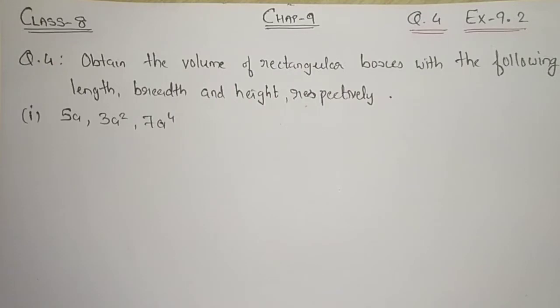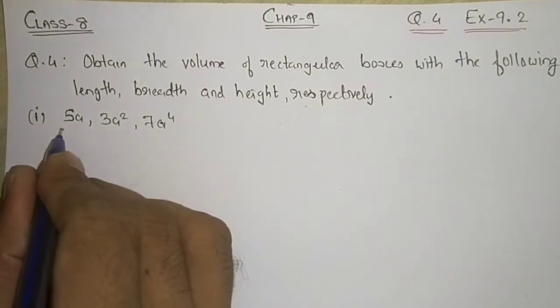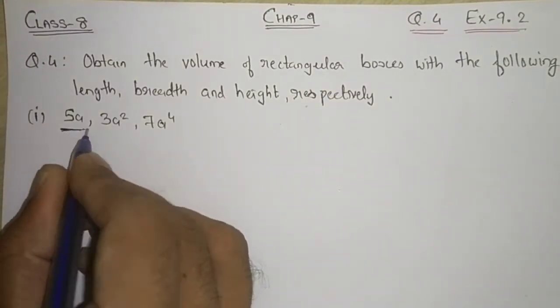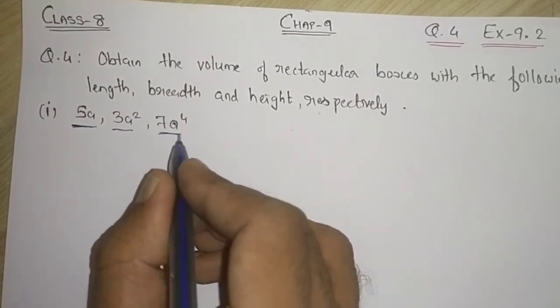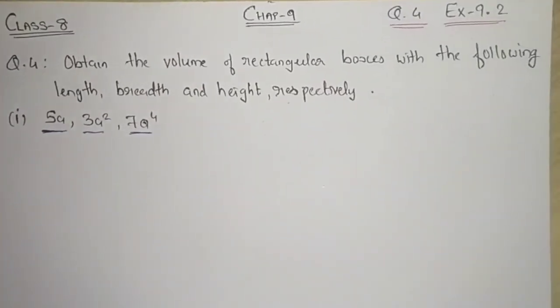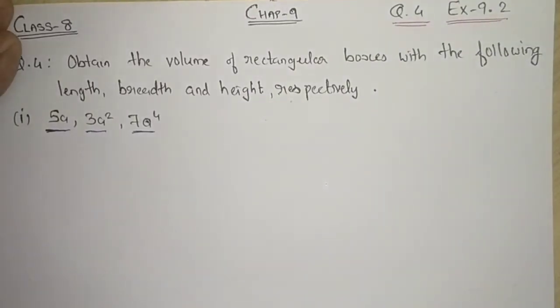Question number 4 says, obtain the volume of rectangular boxes with the following length, breadth and height respectively. Students, they have given us 3 monomials and they have told us in each part one is length, one is breadth and the third one is height of the rectangular box. We have to find the volume of the rectangular box.